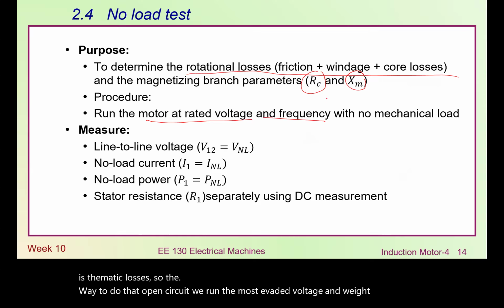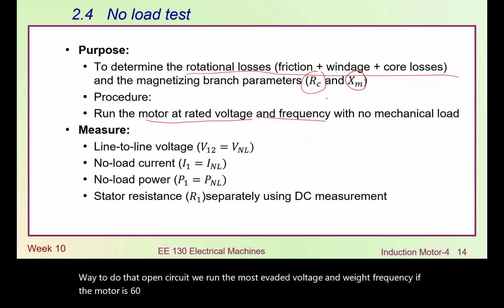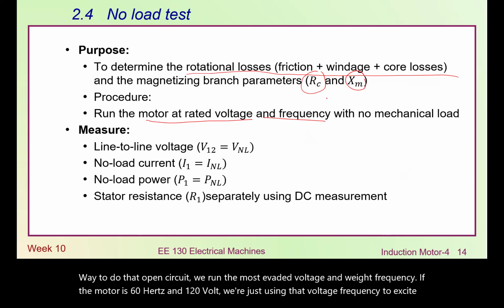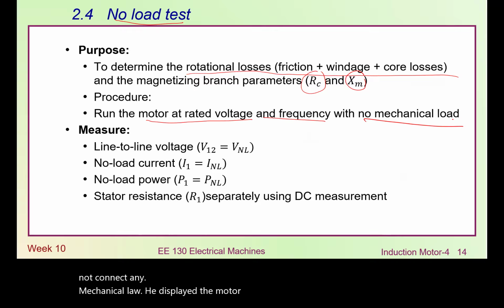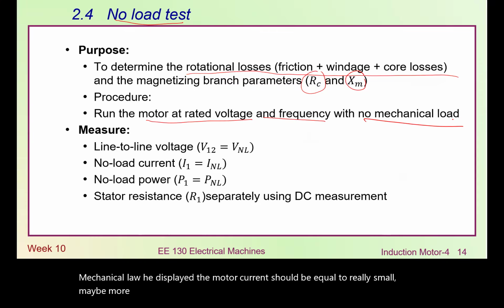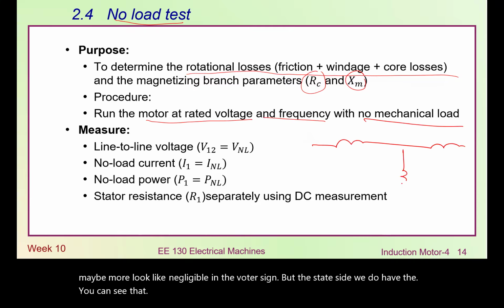If the motor is 60 Hertz and 120 volt, we're just using that voltage and frequency to excite the motor. Open circuit test means we do not connect any load, so that means we do not connect any mechanical load. In this case, the motor current should be really small, maybe negligible, on the rotor side. But in the stator side, we do have the current. You can see that.